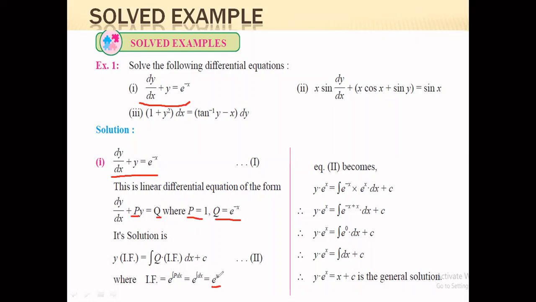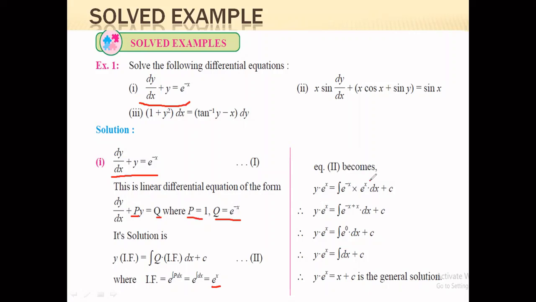Substitute the value of this if and q in this equation number 2. So this equation 2 becomes y into the value of if, e raised to power x, is equal to integral. What is q? q is e raised to power minus x. So we substitute the value of q as e raised to power minus x into if, which is also e raised to power x, dx plus c.